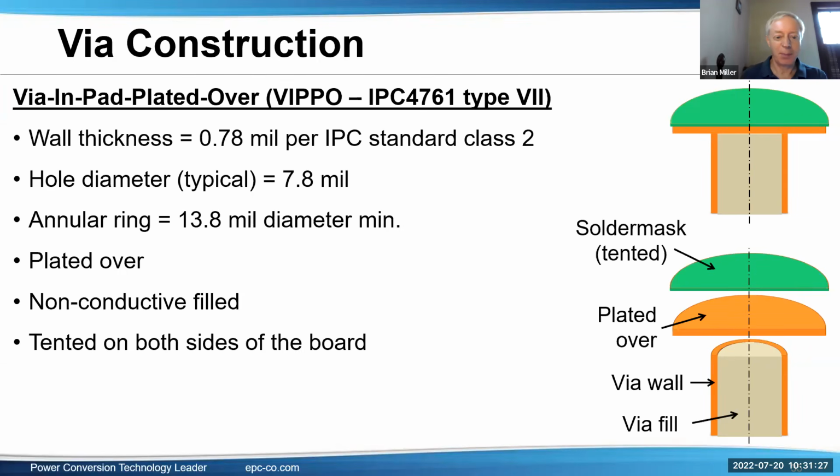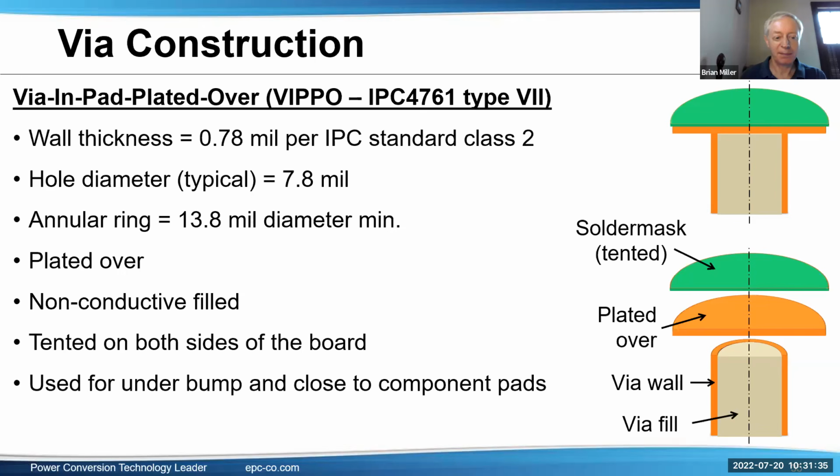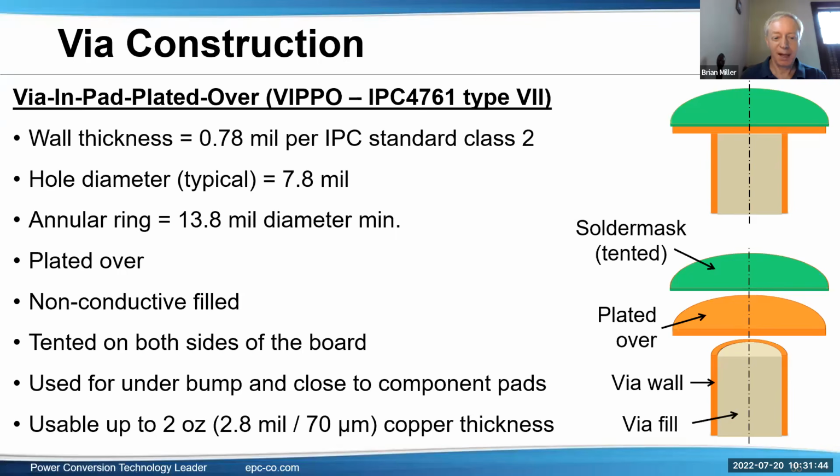Tented on both sides of the board. So green solder mask, so tented over so it doesn't show unless it's intended to be exposed. This is used for under bump and close to component pads. Just up to 2 ounces.